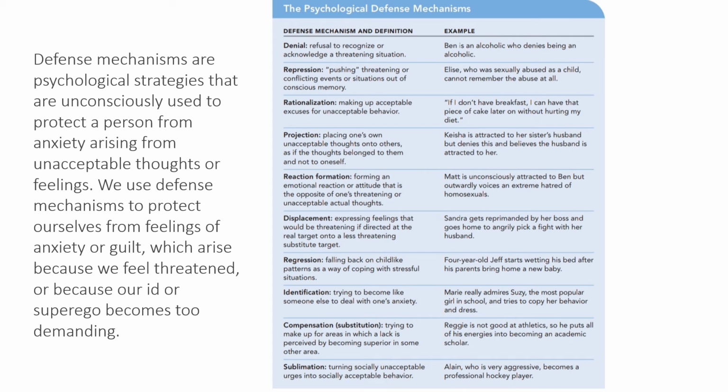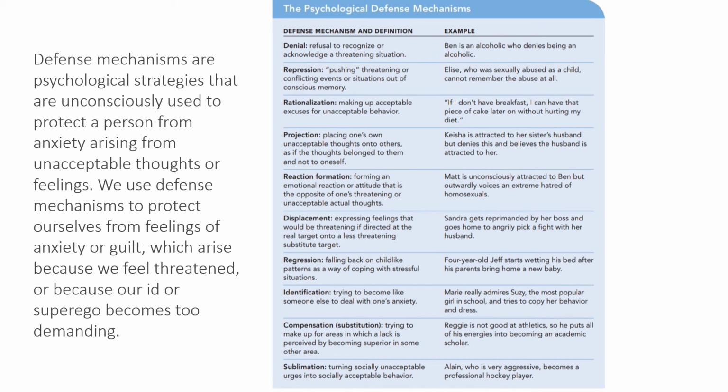Compensation or substitution is another defense mechanism wherein a person tries to make up for areas in which a lack is perceived by becoming superior in some other area. Riggy is not good at athletics, so he puts all of his energies into becoming an academic scholar.